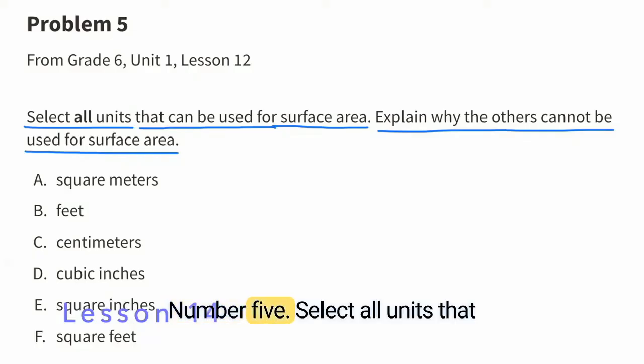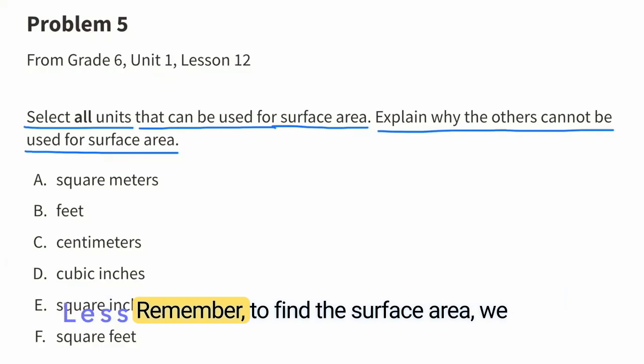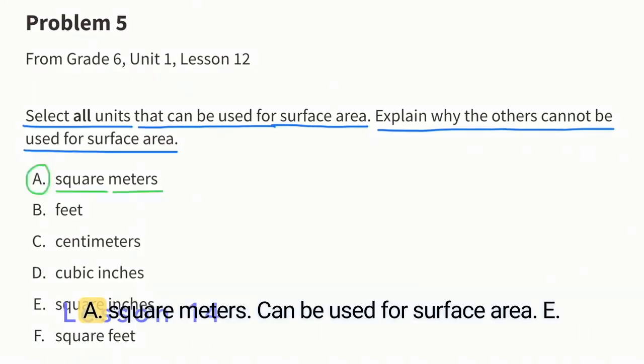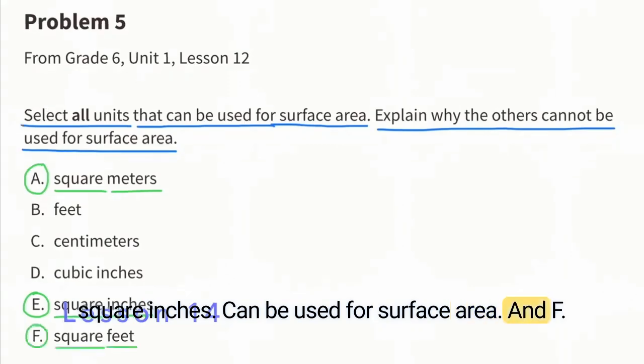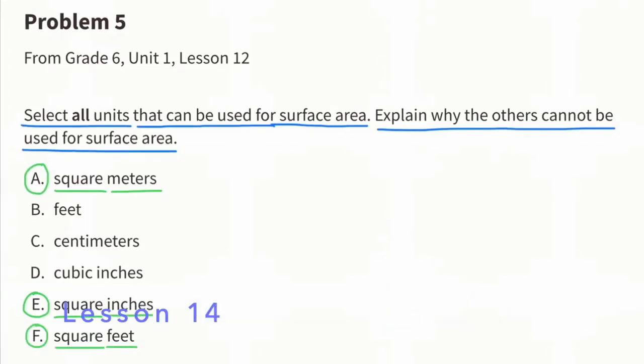Number 5. Select all units that can be used for surface area. Explain why the others cannot be used for surface area. Remember, to find the surface area, we need two dimensions, base times height. A, square meters, can be used for surface area. E, square inches, can be used for surface area. And F, square feet, can be used for surface area.